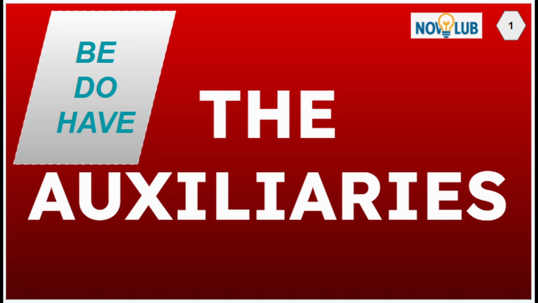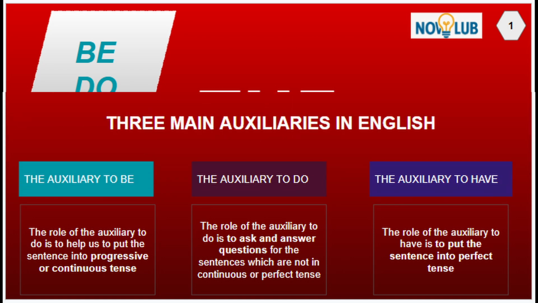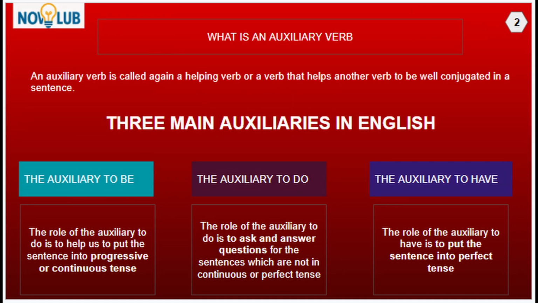Today we shall be talking about the auxiliaries. In English, we do have three main auxiliaries: the auxiliary to be, the auxiliary to do, and the auxiliary to have. So, what are the roles of these auxiliaries?